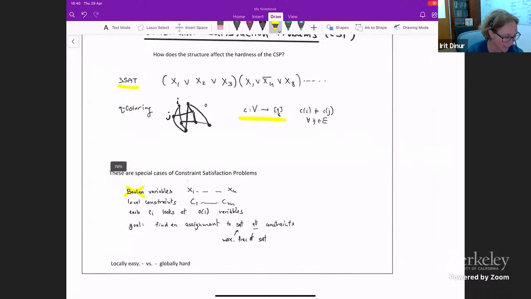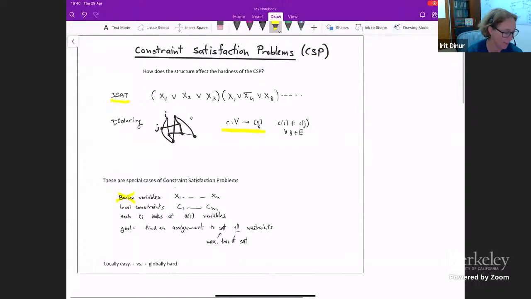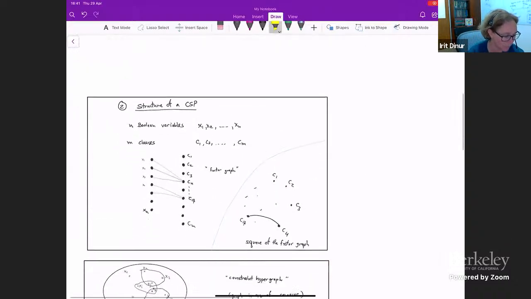Okay, so this is the problem of CSP. And now I want to talk about the structure of the CSP. And later I'm going to try to say some words about how the structure relates to the computational complexity. Okay, so what do I mean by structure?